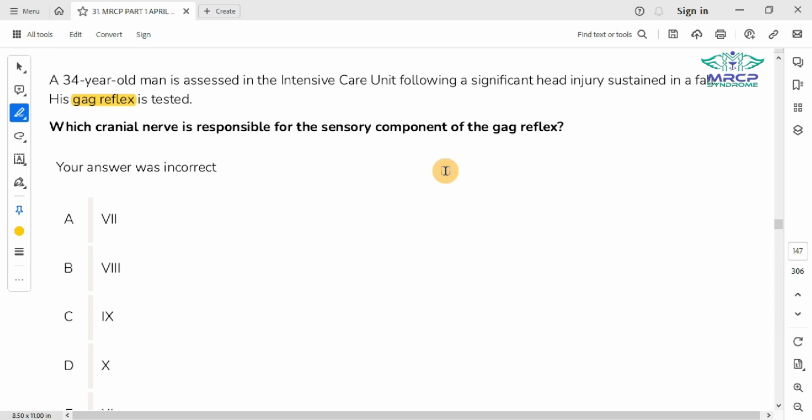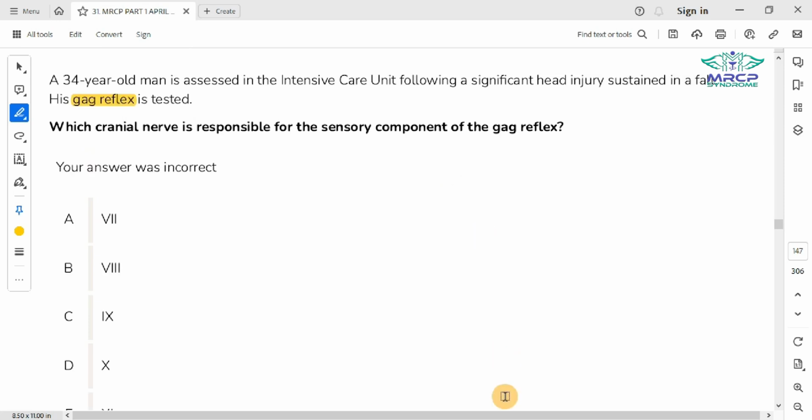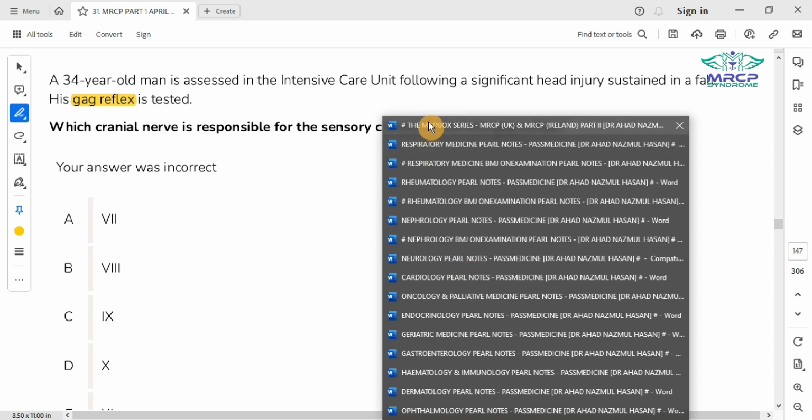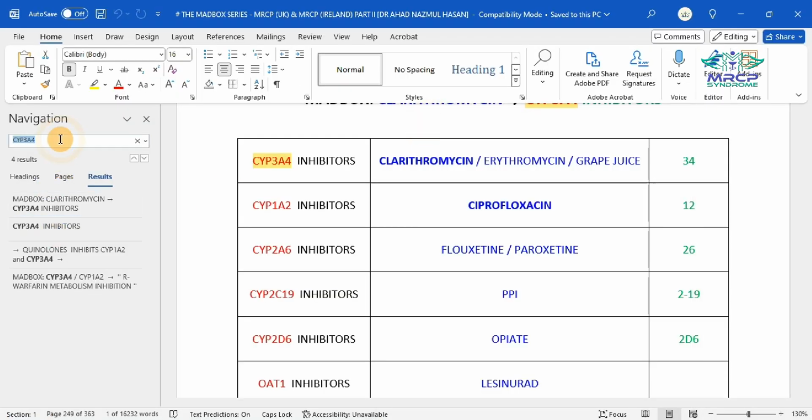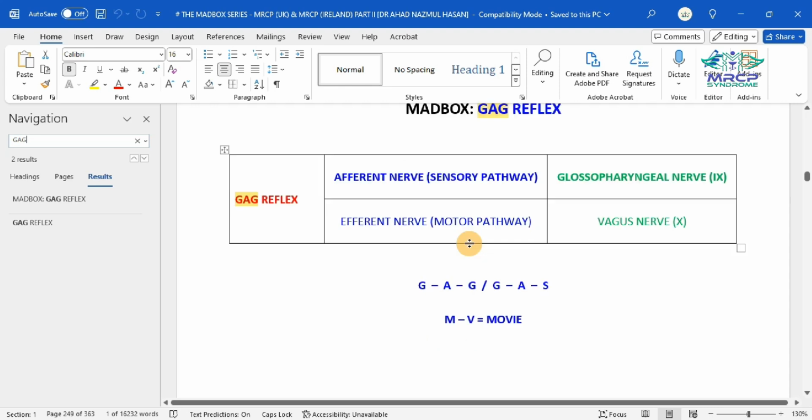Options: 7, 8, 9, 10, 11. Glossopharyngeal, 9. Yes, this is the glossopharyngeal. And the motor or efferent component? Vagus nerve. Yes, this is the 10th. So the afferent or sensory pathway is mediated by the ninth cranial nerve, the glossopharyngeal nerve, and the efferent or motor pathway is mediated by the vagus nerve.